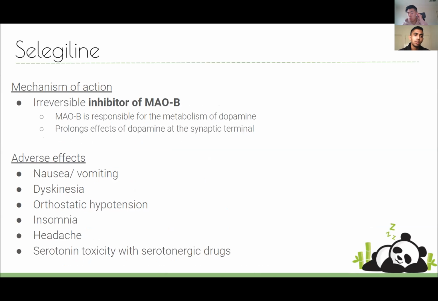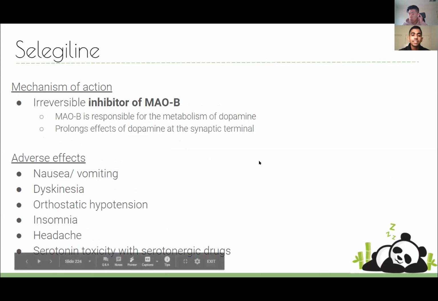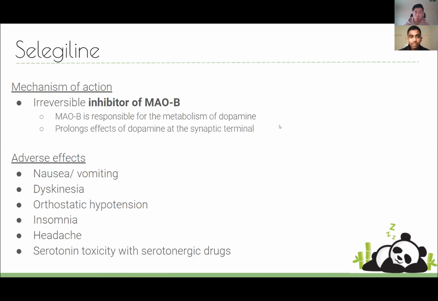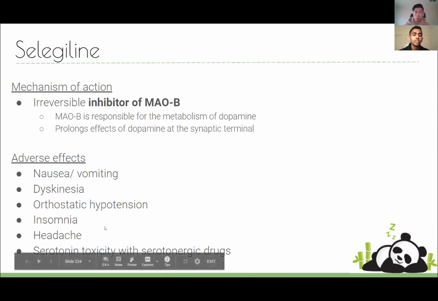All right. So other drugs, these are less commonly used now. This is kind of getting into lower yield. Well, we've got selegiline. So this is an irreversible inhibitor of MAO-B. MAO-B is going to be breaking down dopamine. So if we're inhibiting MAO-B, we're going to be inhibiting the breakdown of dopamine, so we're going to have more dopamine at that synapse. Again, it's going to have all those similar side effects, so dyskinesia, nausea, vomiting, orthostatic hypotension. But it's going to also have serotonin toxicity if you give other serotonergic drugs, because dopamine is also kind of associated with those pathways as well, which is important to note.